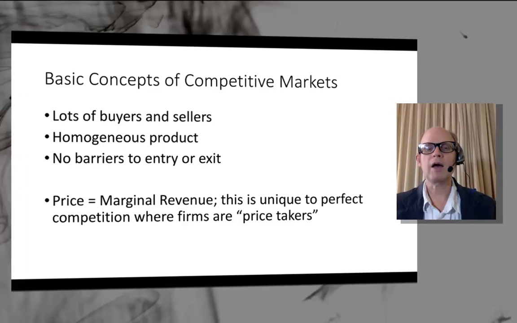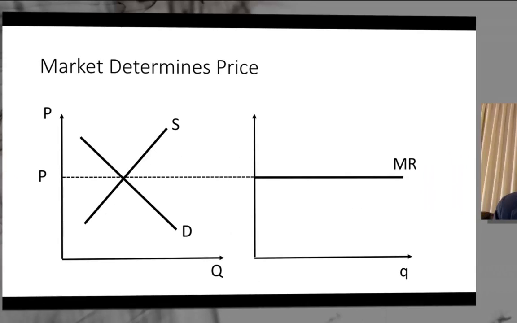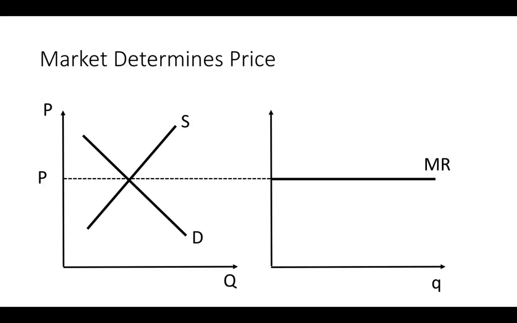Another concept of a competitive market is that price equals marginal revenue. And as we'll see later, this is unique to perfect competition, where firms are what we call price takers. The reason they're price takers is because there are just so many sellers that none of them have any influence on price. So then the question is, how is price determined in a perfectly competitive market?